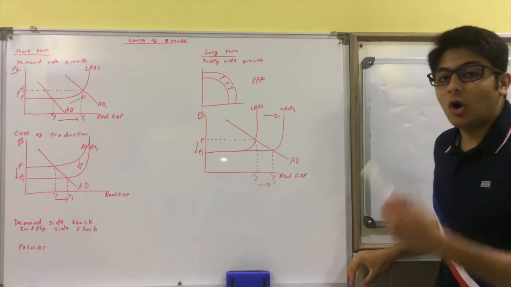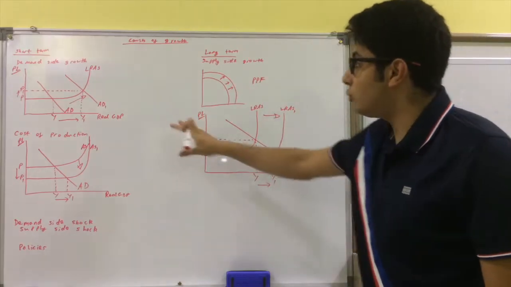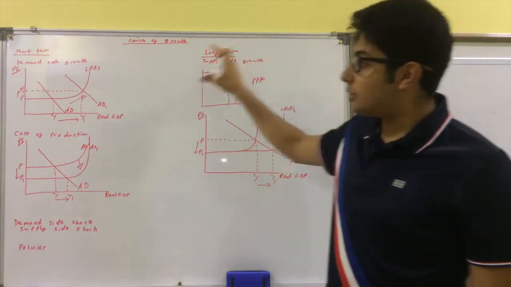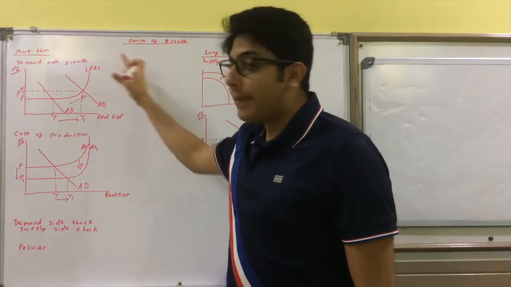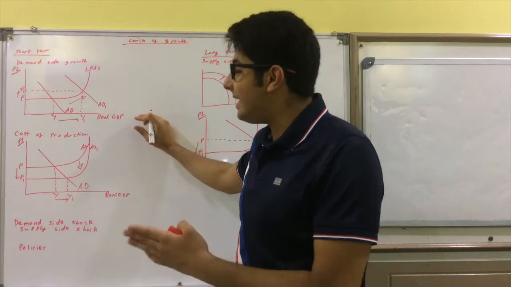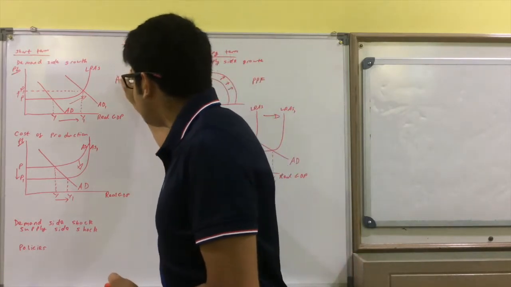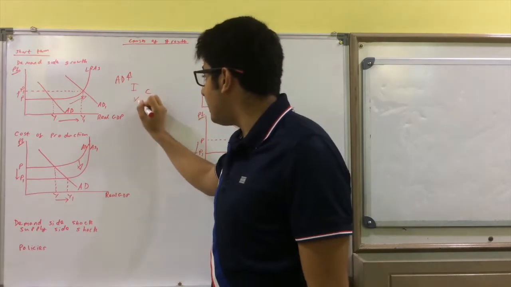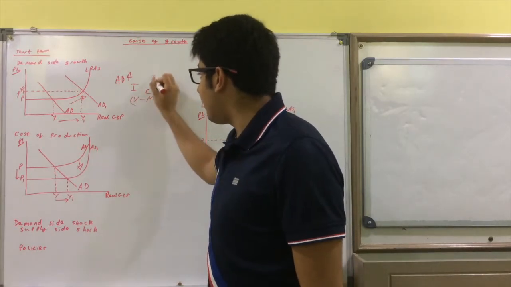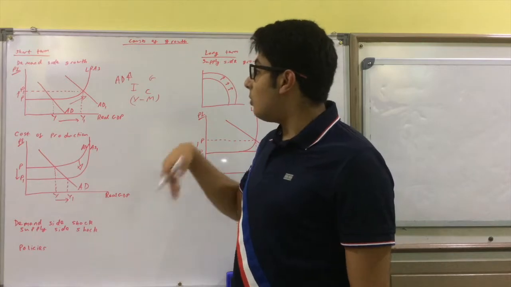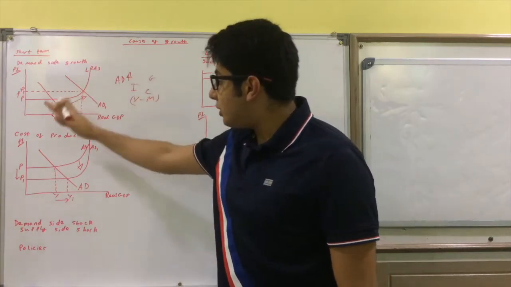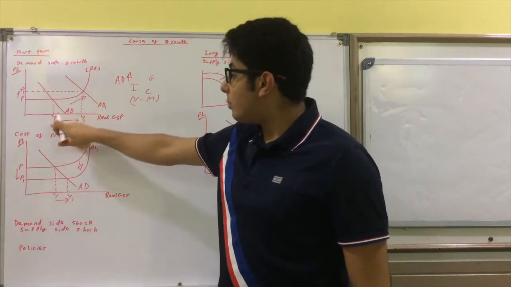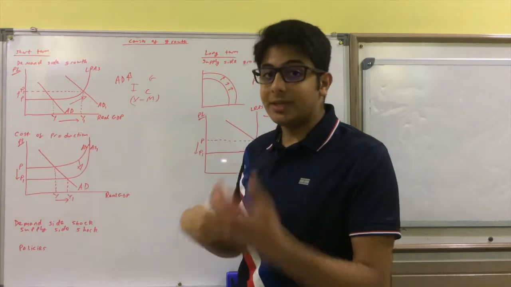Next. Okay, so what are the causes of economic growth? We have short-term, we have long-term. For short-term, we have demand-side growth. So any increase in the components of aggregate demand, such as investment, consumption, net exports, or government spending, that will increase aggregate demand and shift it to the right, increasing output, causing economic growth.